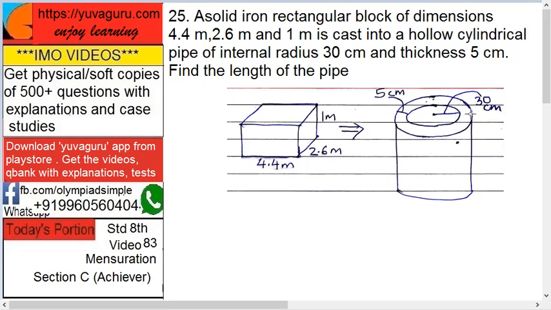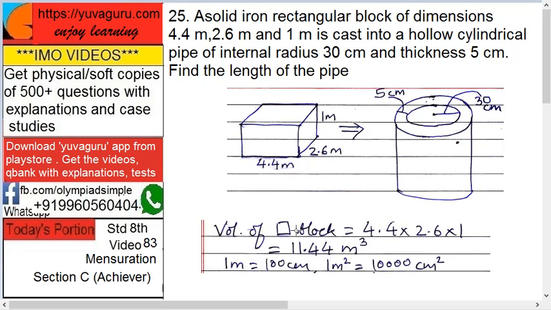Okay. So now, what do we have to find? We have to find the length of this pipe. Logically, the volume of this metal and the volume of the metal in the pipe will be the same. So there will be 3 steps in our problem. Step number 1, find the volume of this. Step number 2, find the volume of this metal. And then step number 3, equate this volume to this volume, right? These are the 3 steps. We'll go step by step.